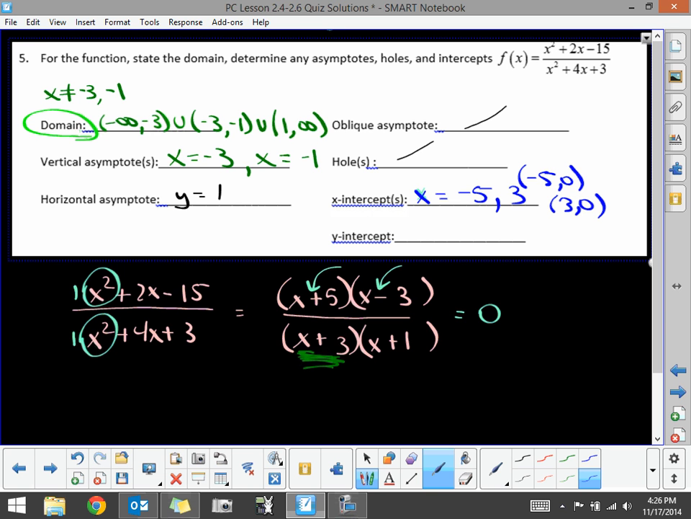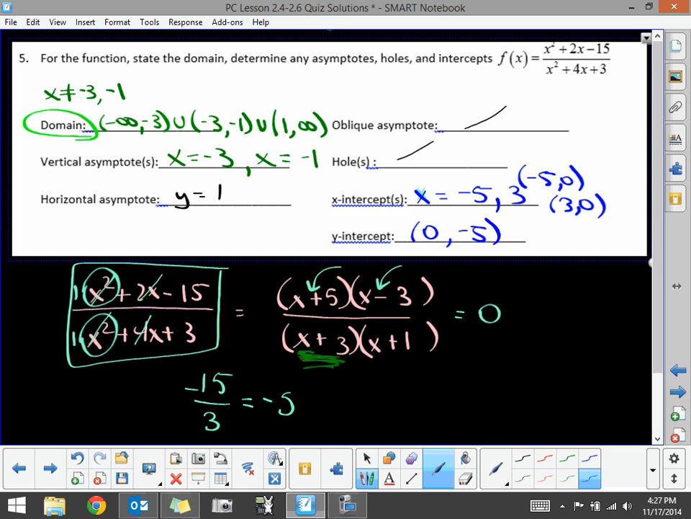And then for your y-intercept, in order to find the y-intercept, you want to plug in zeros for x. I would recommend coming back to your original equation and plugging in zeros for x. The numerator will be negative 15, divided by 3. So your y-intercept is going to be at negative 5. So the ordered pair is 0, negative 5, or just your y-intercept is negative 5.